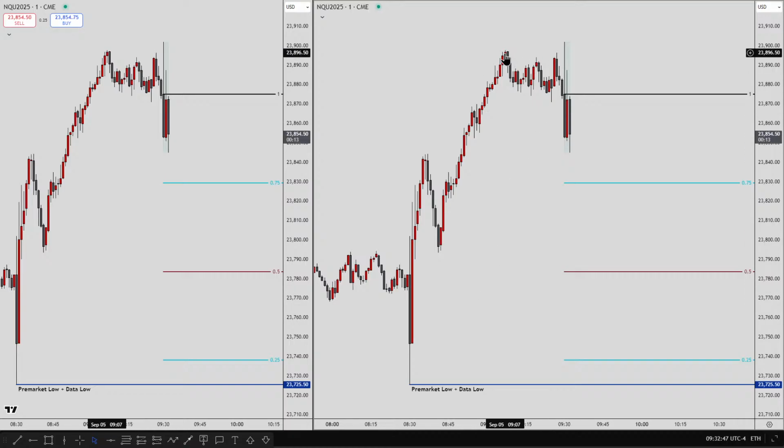Okay, so we just took out that pre-market high, being these two highs. So that was taken out in the 930 candle. I expected it to drop a bit more.